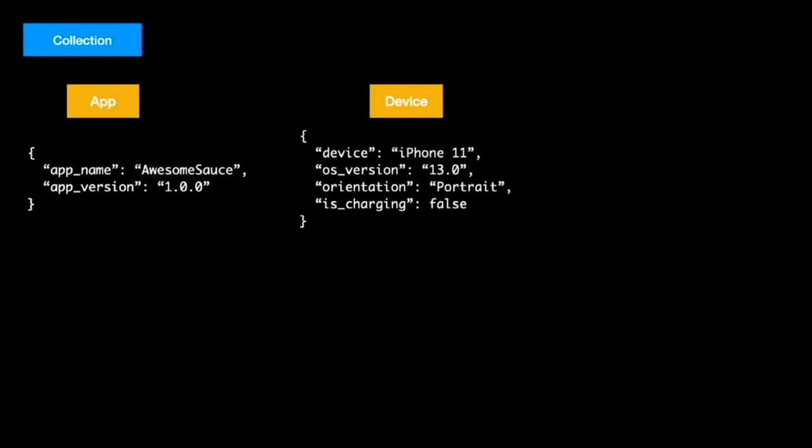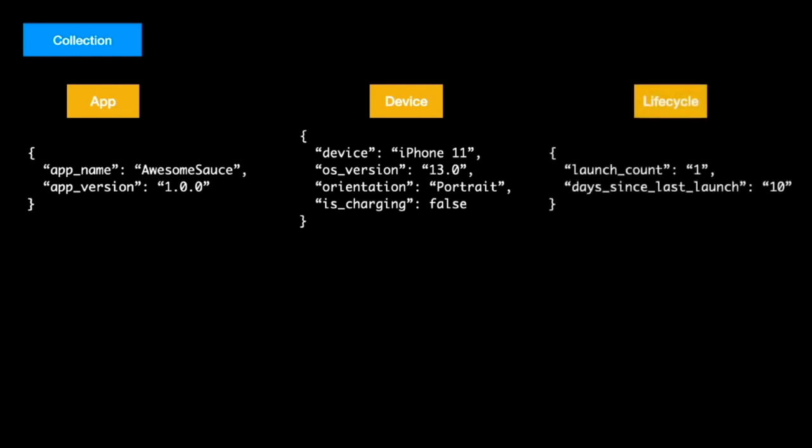Another group of information that marketers often want to know is the lifecycle of their app. How many times has this app been launched? How many days since the last launch?